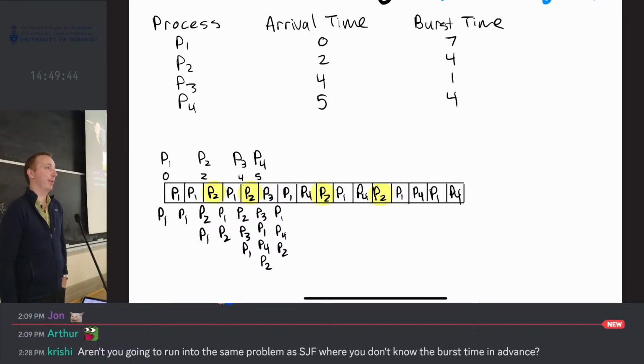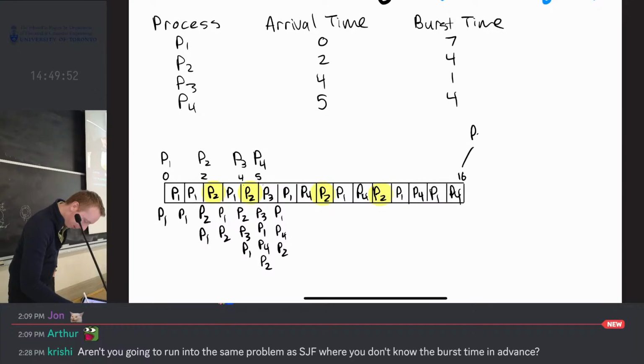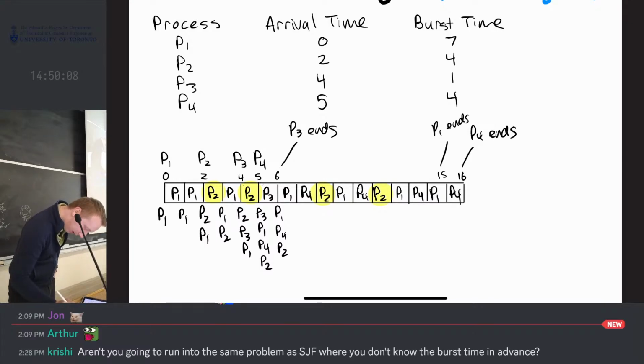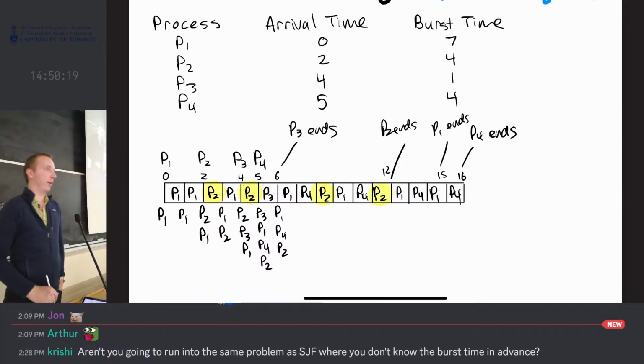So this is where the shortcut will save our lives, because this is really annoying if you count everything. So at time 16, P4 ends. Oops, time 15, P1 ends. Time 6, P3 ends. And where does P2 end? So P2 ends here, and that is 14, 13, 12. So we answer the same questions.